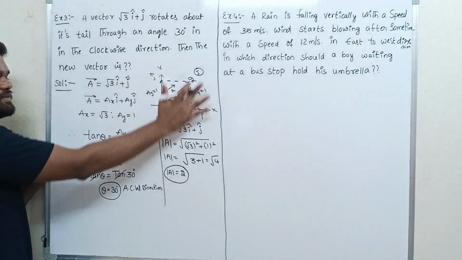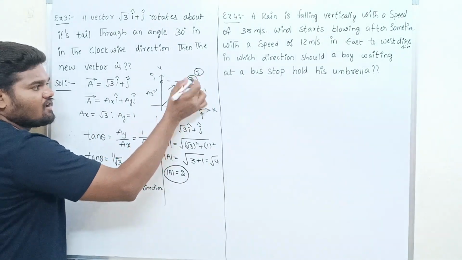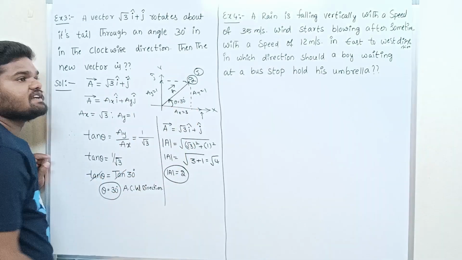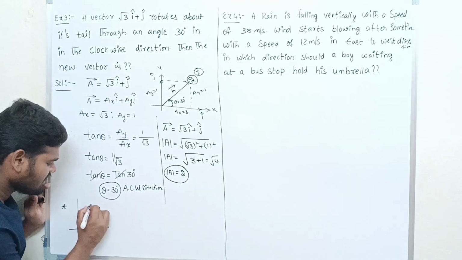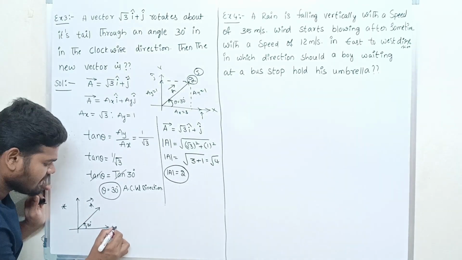So this is about the given a bar vector. Its magnitude is 2, and its direction is 30 degrees in the anti-clockwise direction from the positive x-axis. So this is the a bar vector and it is at 30 degrees in the anti-clockwise direction from the positive x-axis.